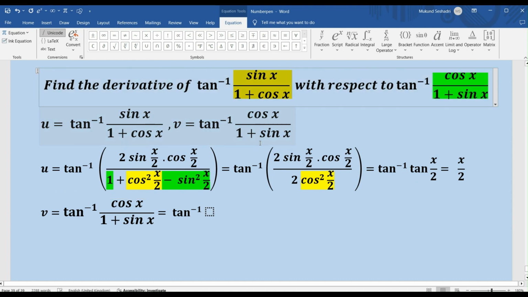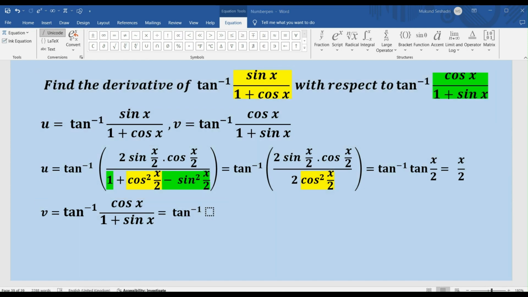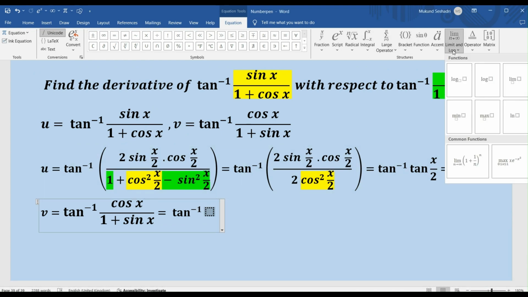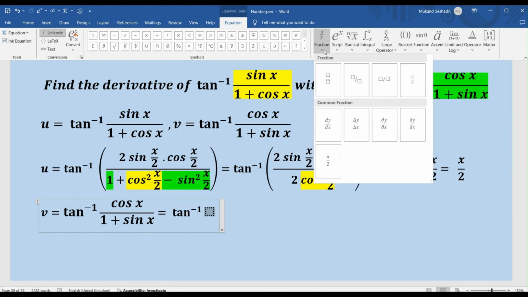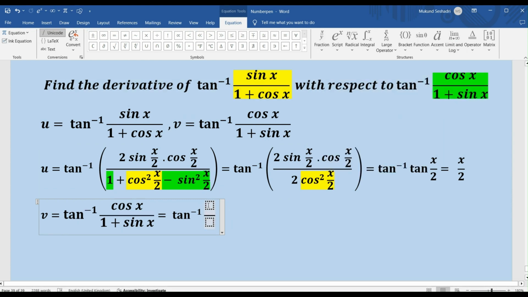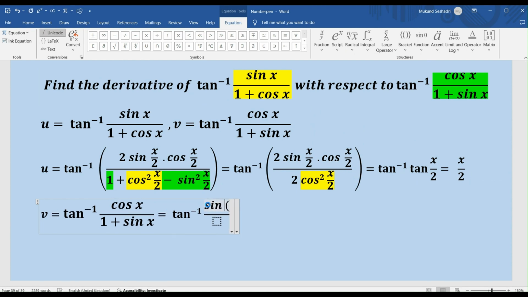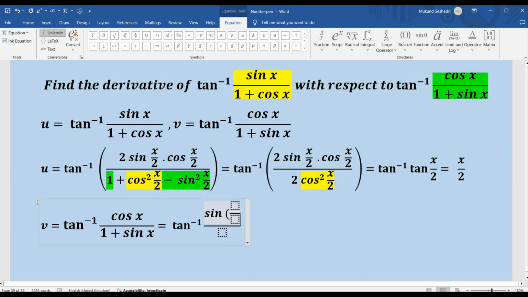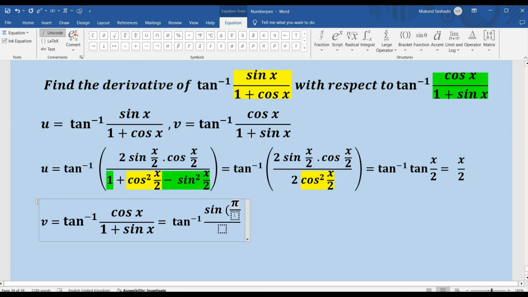And what is my sine x? It is cos of pi by 2 minus x, right? So all that I'm doing is writing my cos x in terms of sine, which is nothing but sine of pi by 2 minus x. So watch it very closely. If you've not been able to follow, please do comment and I'll be happy to help you folks out.